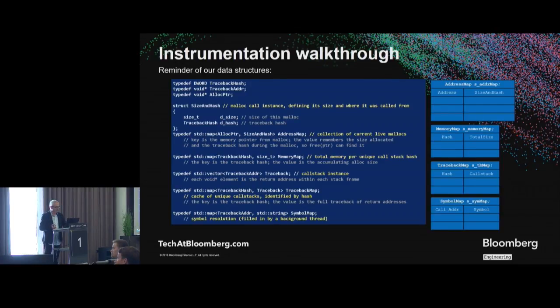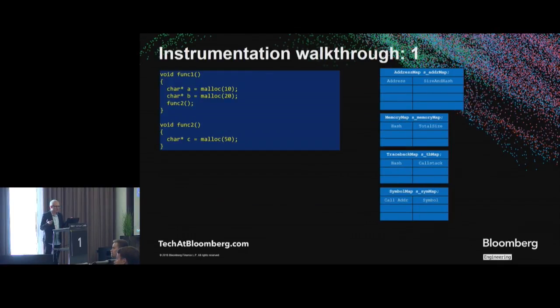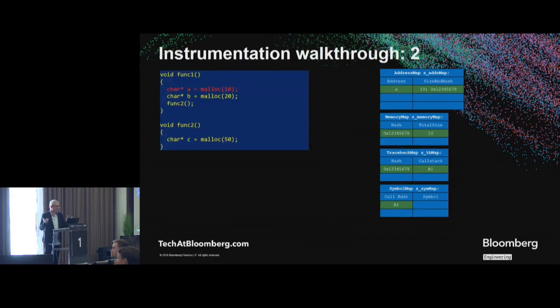So how does this actually work? Very, very simple function. Let's see how the data structures update. We call the first malloc. The address map gets the description of our particular malloc: address A, size 10, and a particular hash. We also remember the total size of that particular callstack hash, and we start to build our set of callstacks as we go.